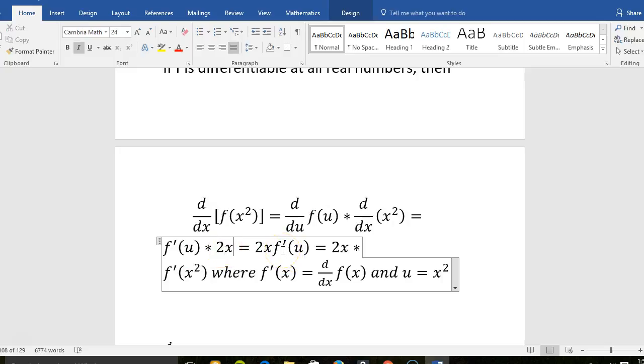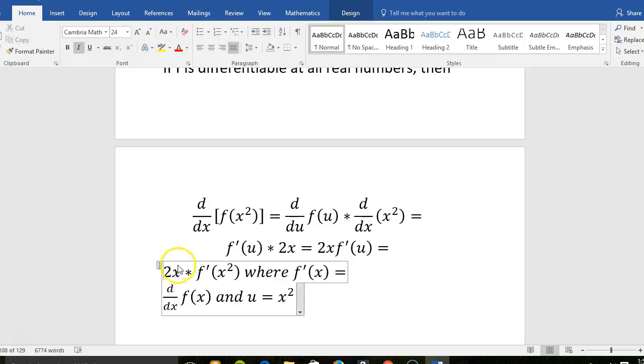The other way was correct, but it looked awkward. It felt awkward. This is better. You need the times sign here. You don't particularly have to have it here unless you just want it. And then I have 2x times f prime of u, but now I got to replace u with x squared, so I have 2x times f prime of x squared. Where f prime is d by dx of f of x, that's the way we defined it. Of course it is. That's what f prime means in the first place. And u equals x squared.